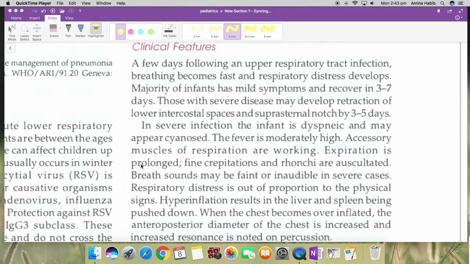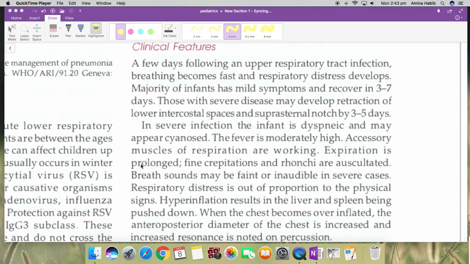Then, when you do palpation, you check for these findings. You exactly measure the AP diameter and transverse diameter, and further check all the findings of inspection. Then, on percussion, there will be hyperresonance in certain cases where there is a lot of air trapping.